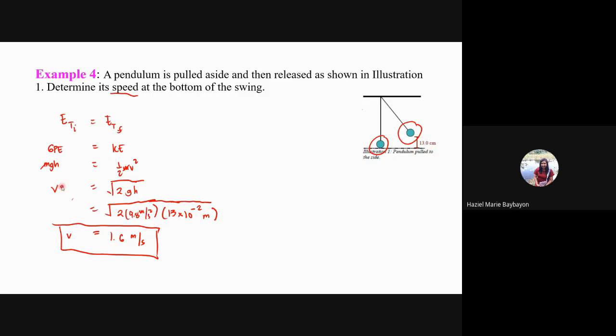So first, we have mgh equals 1/2 mv squared. So canceling out m. As you can see, we are not given the mass because it cancels out anyway. So we have this equation. So V is equal to the square root of 2gh.